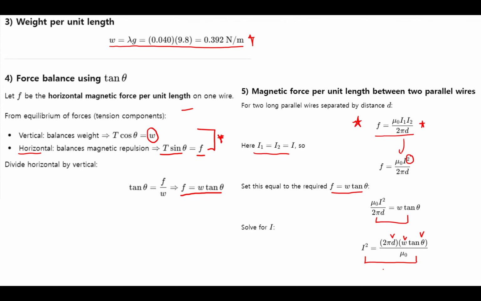So every parameter is known, so we can calculate the I. But once again, everything should be changed into SI unit. SI unit. So meter, kilogram, second. And then you can find out I in terms of ampere.